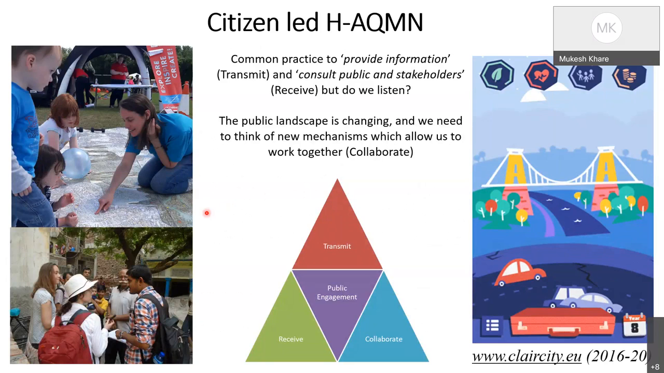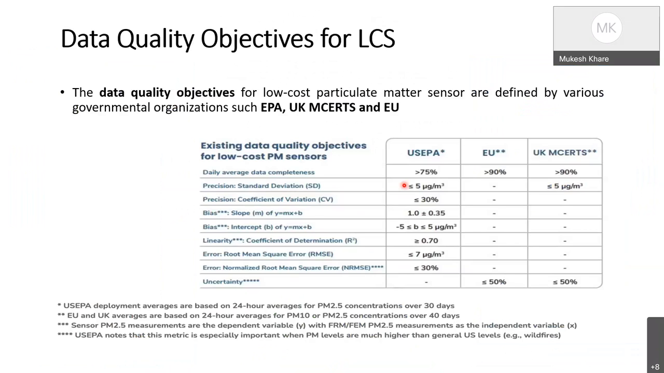The public landscape is changing and we need to think of new mechanisms such as collaborating and involving citizens in the decision-making process and analysis process, as described by Professor Hayes and Dr. Ben. These are the data quality objectives given by USEPA, EU and UK. The USEPA objectives include precision, bias, linearity and error, but the EU and UK only talk about the daily average completeness of the data and uncertainty.